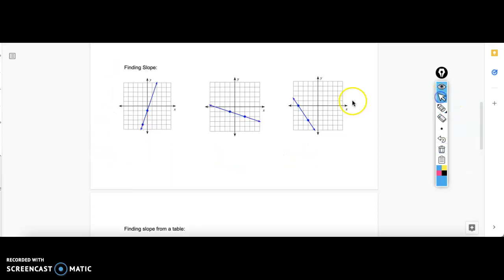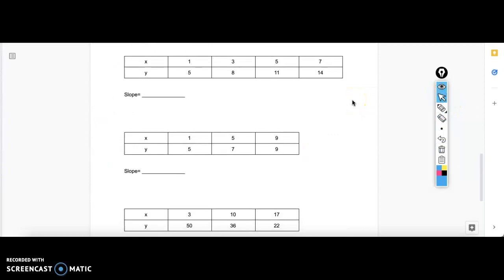The last thing we want to look at is, what if I have tables instead of graphs? So again, we're still going to be looking at that change in y over that change in x. So looking at y's, how much is it changing by? From 5 to 8, we're adding 3. From 8 to 11, we're adding 3. From 11 to 14, we're adding 3. So my change in y every time is a 3. What is my change in x each time? So from 1 to 3 is 2. From 3 to 5 is 2. So it looks like it's changing 2 each time. So this would be my slope.